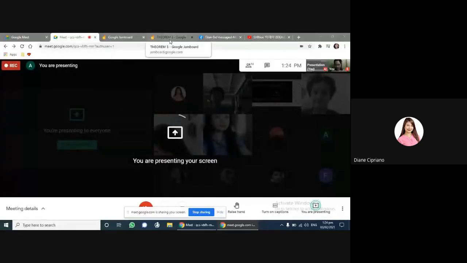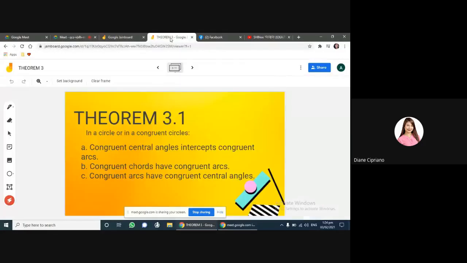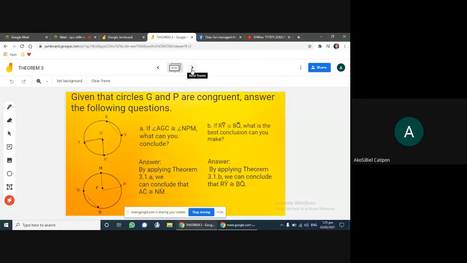For example po, given that circles G and P are congruent, answer the following questions. This is the circle G and this is the circle P. If angle AGC is congruent to angle NPM, what can you conclude? According po kayo sa definition po ng theorem kanina, sa theorem 3.1a, congruent central angles intercept congruent arcs. So we can conclude that arc AC is congruent to arc NM.